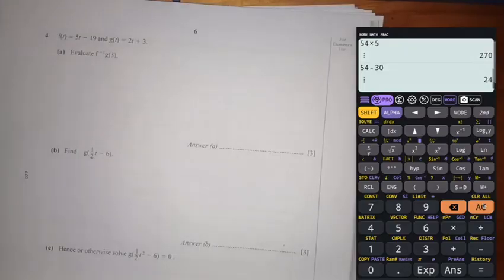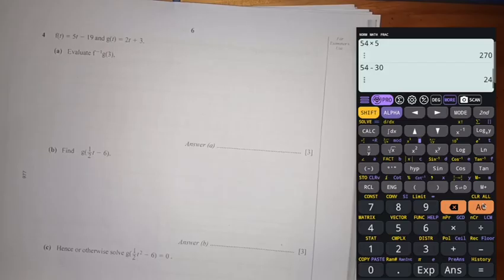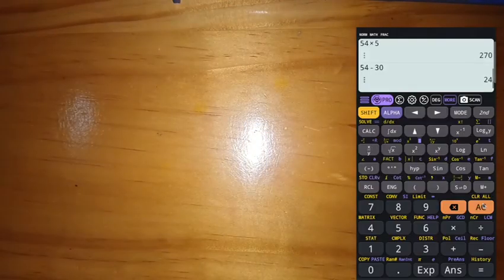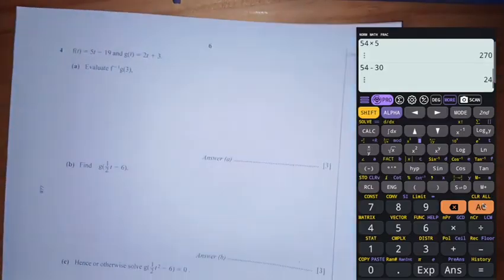Let's move on to the next question. Question number 4. Now on question number 4, we are dealing with functions. Let's deal with the functions here.